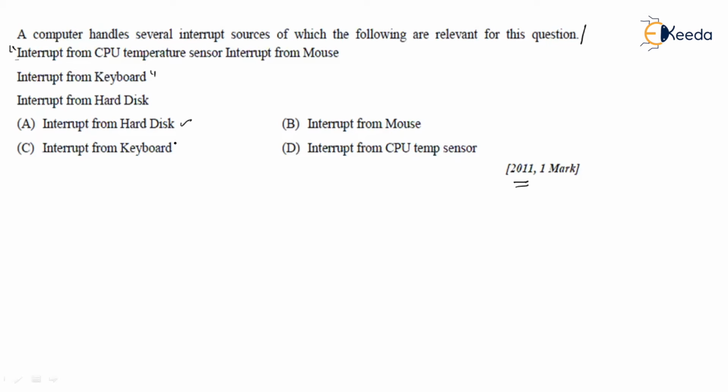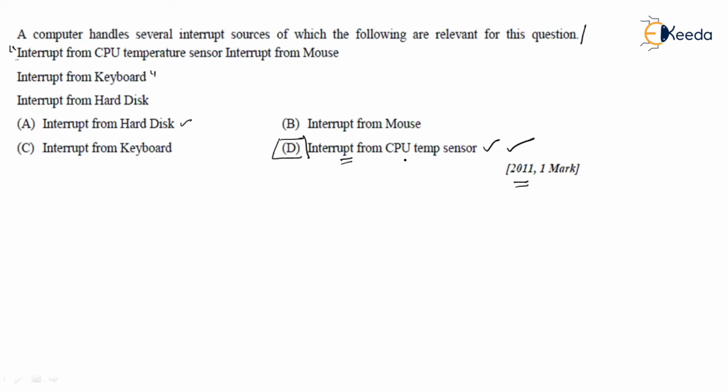But hold on, there is also a temperature sensor interrupt. Here, this will be given the highest priority because this is an unavoidable circumstance under which the CPU may collapse. So definitely the interrupt from the CPU temperature sensor will be given the highest priority. Generally, if D is not the option, then among A, B, C, A will get the highest priority, but D is an unmaskable interrupt.